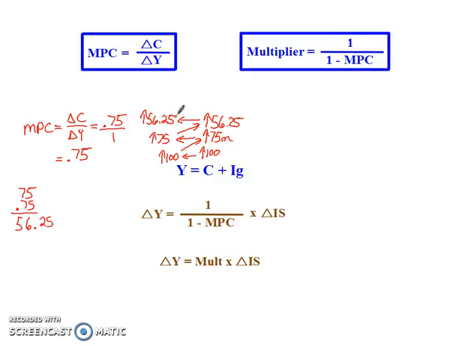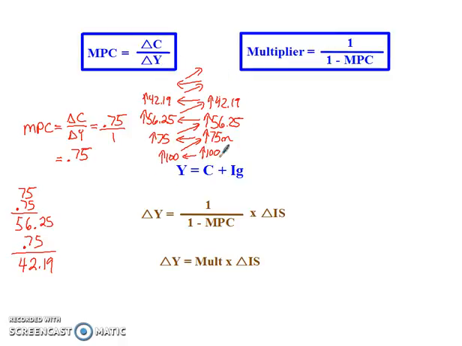Okay? But we're not done, because now that's another $56.25 million of income. So now you've got to multiply that by 0.75. 75% of that $56 million is going to get spent. And that's going to increase consumption by another $42.19 million. And so this just goes on and on, because that becomes new income, and it's just going to go on and on and on. And that is what is called the multiplier effect.